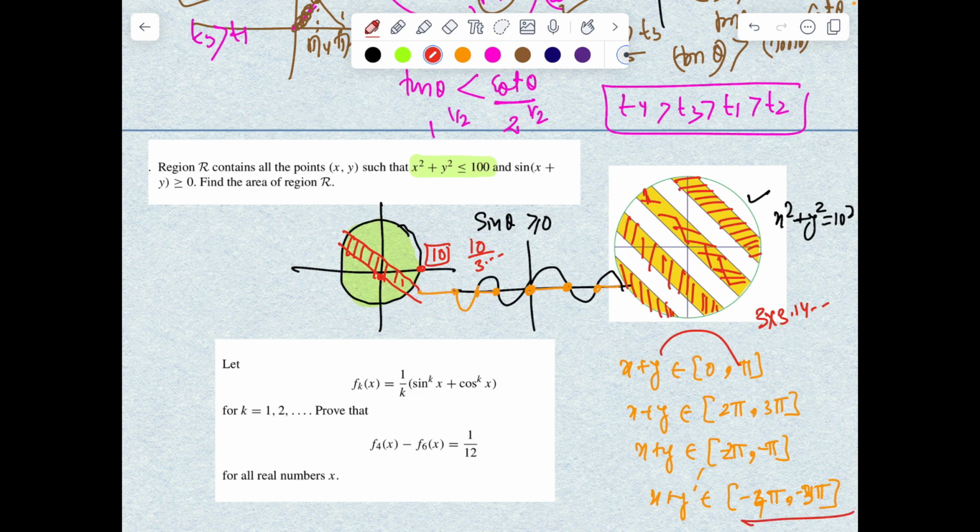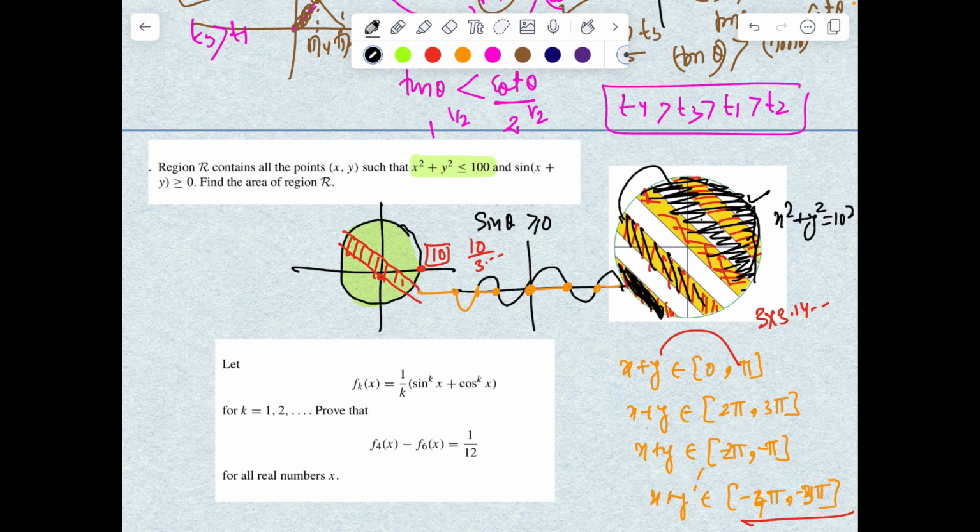Now we need to find the area of this region. The area is very interesting, because if we add all this area by symmetry, we can conclude this chunk's area is exactly the same as this area over here, right? By symmetry, because whatever is left here is being filled there. And the area in the negative portion from minus 3 pi to minus 4 pi is exactly the same as the area here. So the sum of this yellow slice is nothing but the area of just a semicircle.